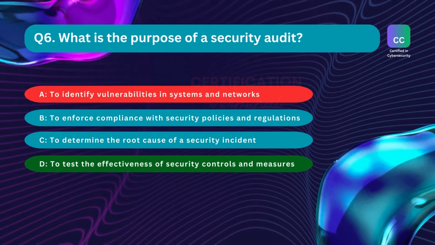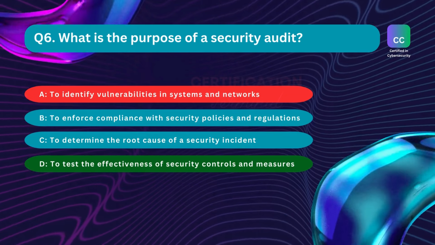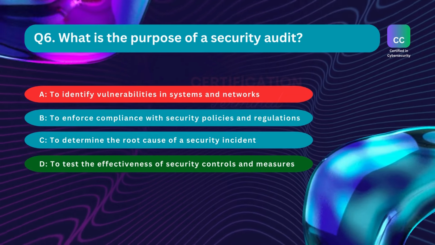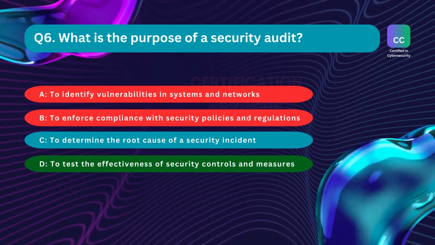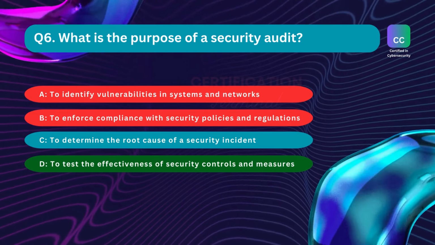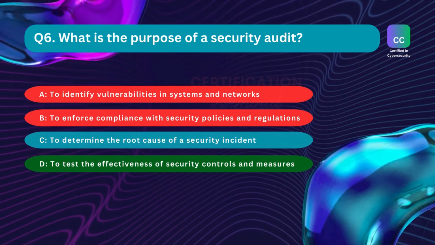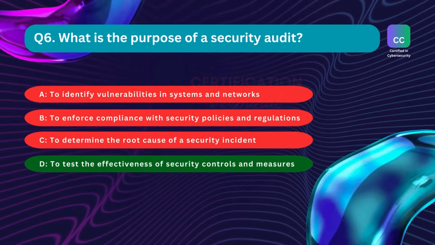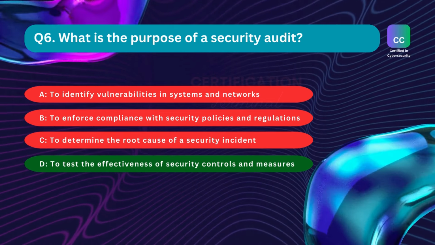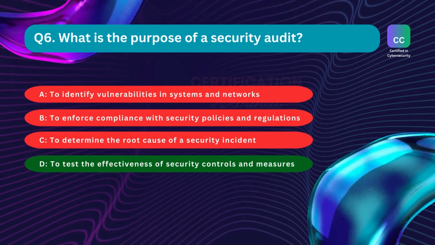Option A is incorrect. Vulnerabilities in systems and networks are identified during penetration testing. Option B is incorrect, as it is a procedure to adhere to policies and regulations. Option C is incorrect. Root cause analysis is a method of identifying and solving the underlying factors that contribute to a problem or an incident.